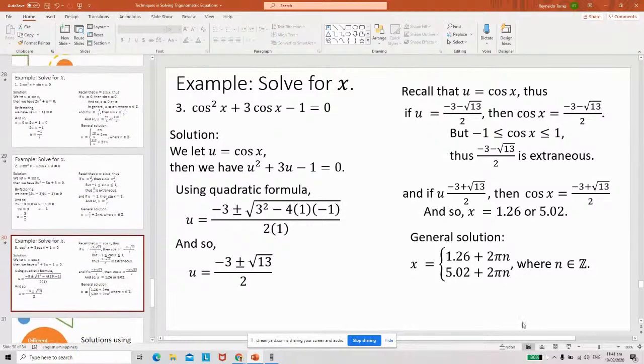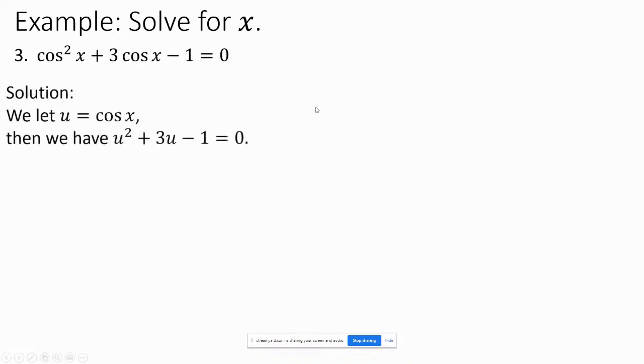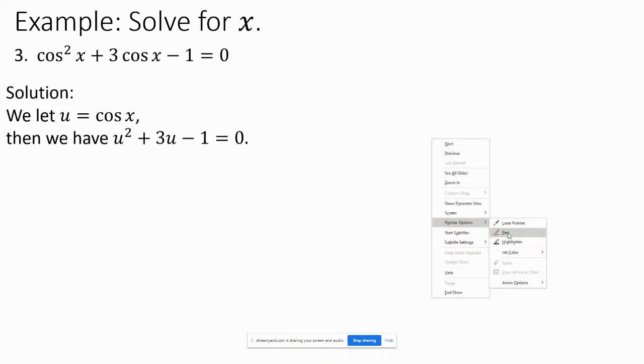So let's have the third. This time you have cosine squared x plus 3 cosine x minus 1 equals 0. Okay, this time let us represent cosine x as u. So this will be u squared plus 3u, since cosine x is u, minus 1 equals 0. So we use substitution and then magpa-factoring tayo ulit.